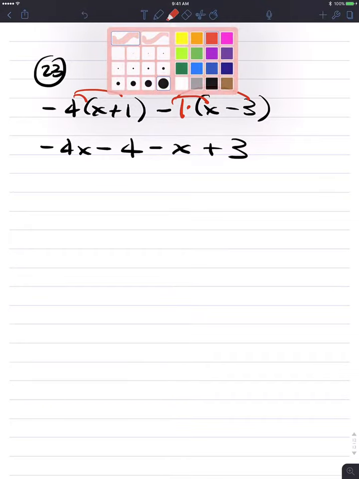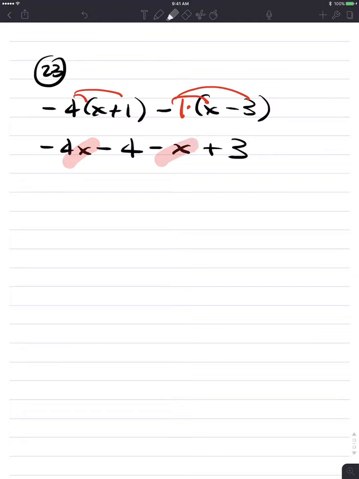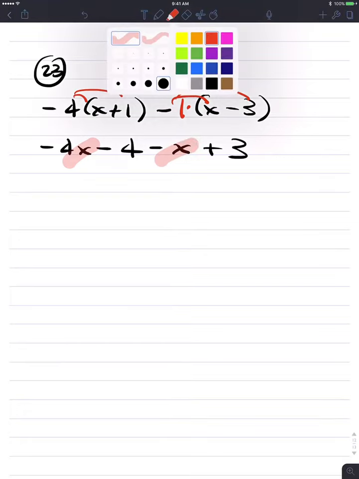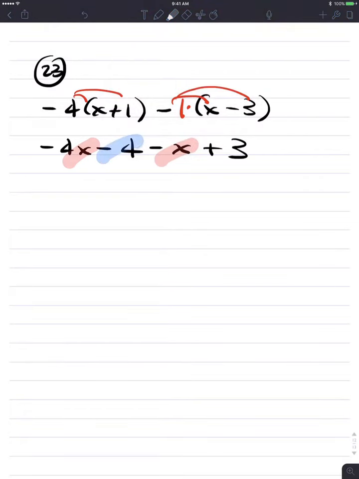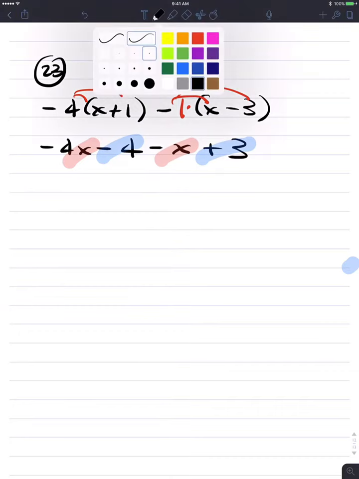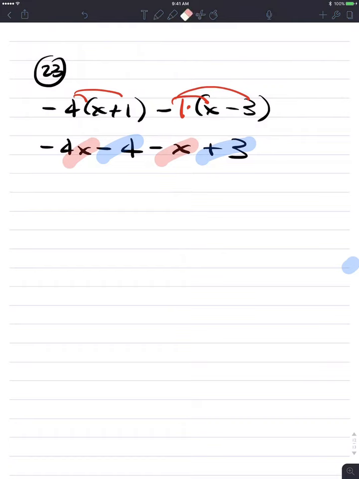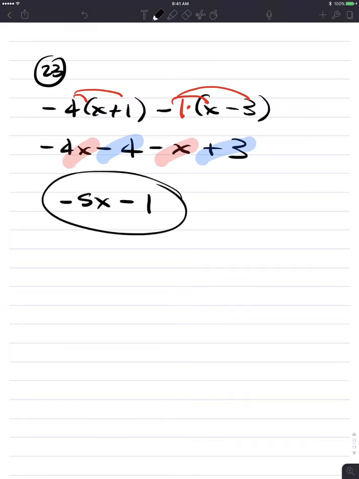We're now going to determine which terms are like. Don't forget, you have a negative 4 with a positive 3, and you have a negative 4x with a negative 1x. Negative 4x minus x is going to be a negative 5x. Negative 4 plus 3 is a negative 1. You are done.